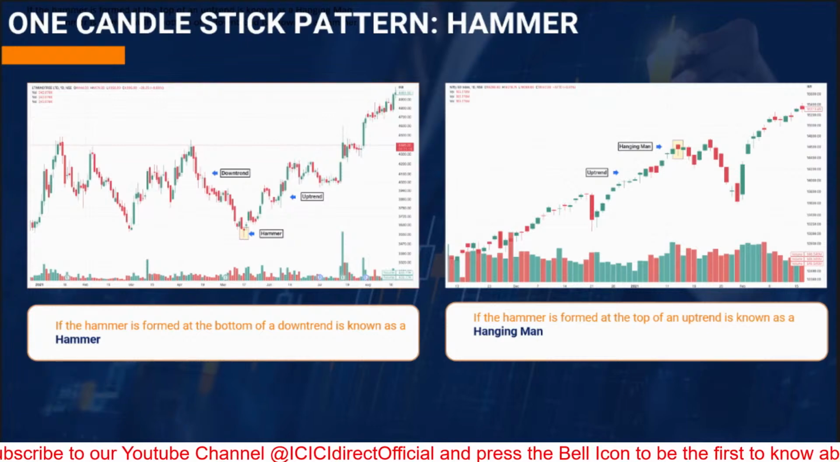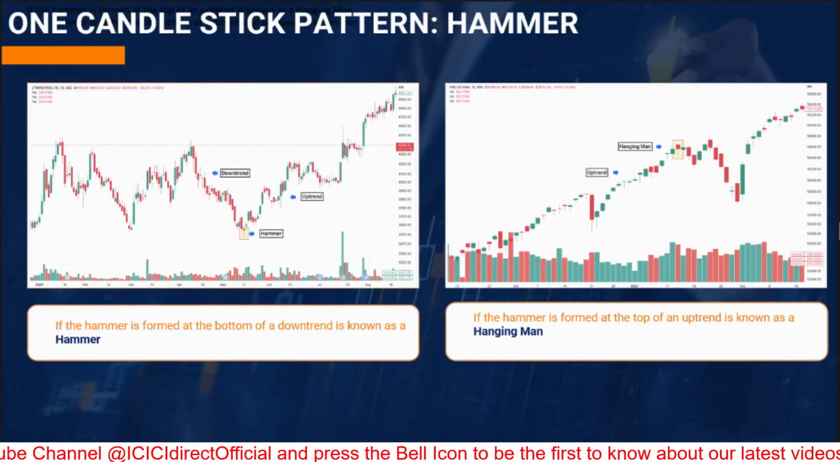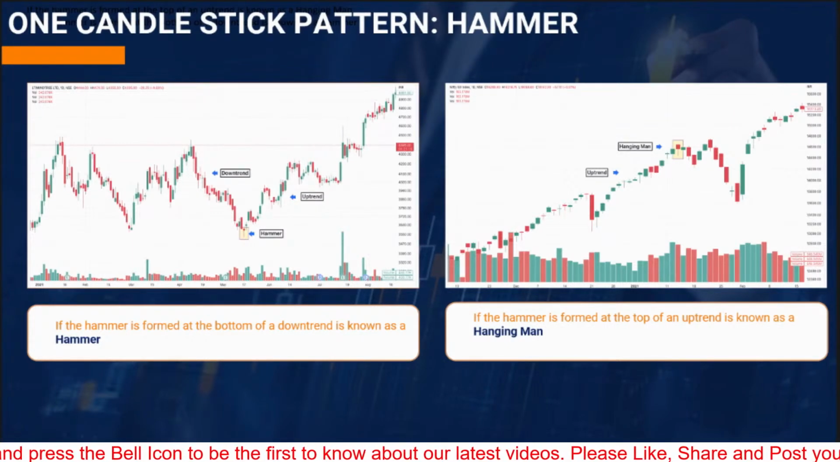Is hammer clear, guys? The hammer is nothing but one candlestick pattern. You spot a hammer in a downtrend, that is a bullish hammer. A bearish hammer is also called a hanging man. You spot that in an uptrend. The condition is, the low of the hammer in a downtrend should not be broken, and there should be a confirmation candle which closes above the high of the previous candle.